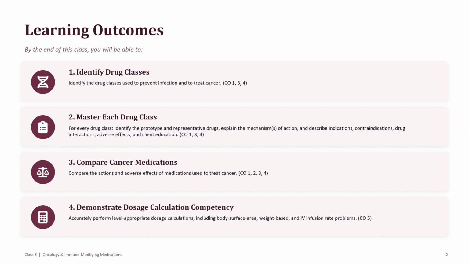And then the other 3 outcomes are really just application of that same framework. So comparing the drugs to each other and then doing the math to make sure we're dosing safely for our patients.